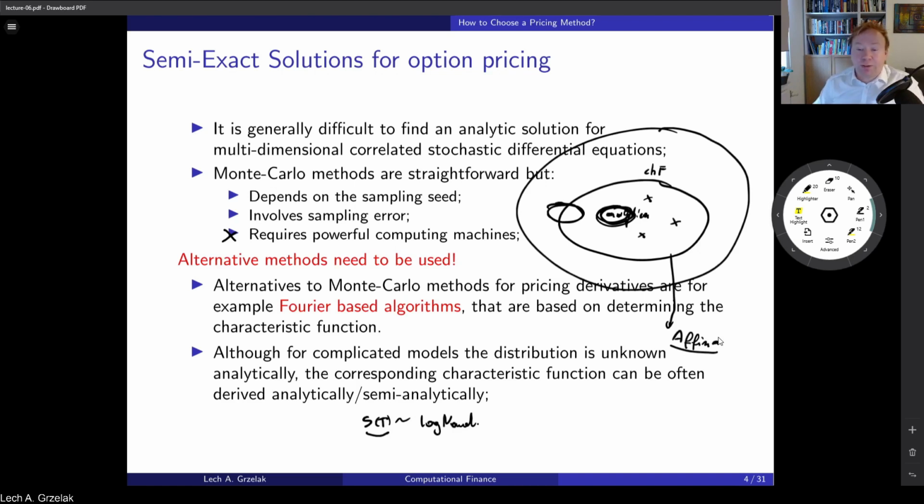So we may have the characteristic function, and then we concentrate on how to get to the CDF or PDF, how to get the density of a stock once we have the characteristic function. And we would like to do it very fast. And for that reason, we use the fast Fourier transformation.